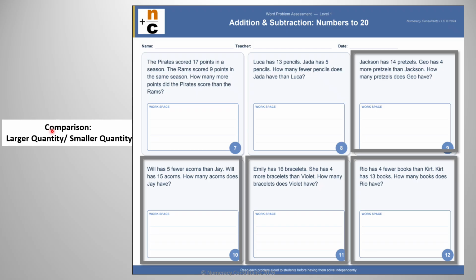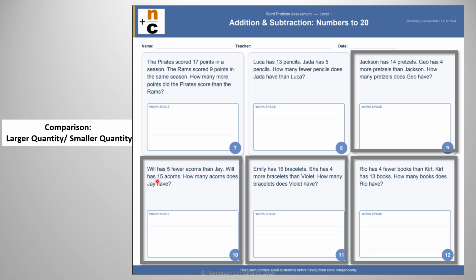So for this one, these are all still comparison problems, where for 7 and 8 you're solving for the difference. This time you're solving for the larger quantity or the smaller quantity. So it says Jackson has 14 pretzels. Gio has 4 more pretzels than Jackson. How many pretzels does Gio have? So you're solving for the greater quantity, because we don't know that Gio has a greater quantity, and 14 plus 4 is going to equal 18, so you would go ahead and solve it. And again, Gio has 4 more, and that 4 more matches, like, oh, we're going to add here.